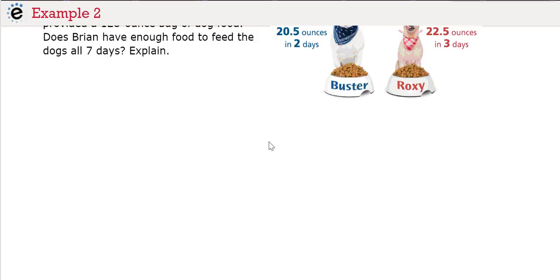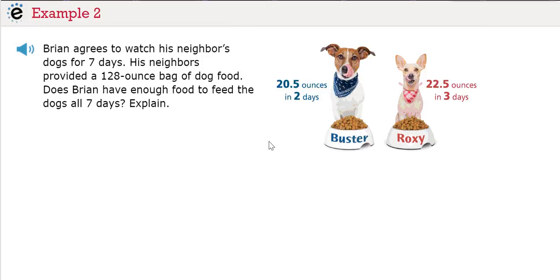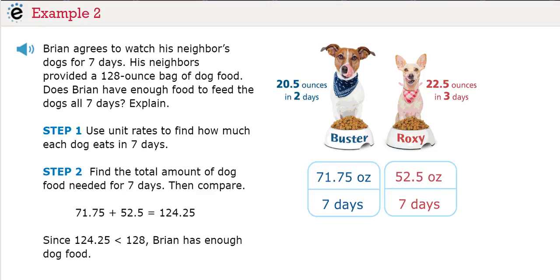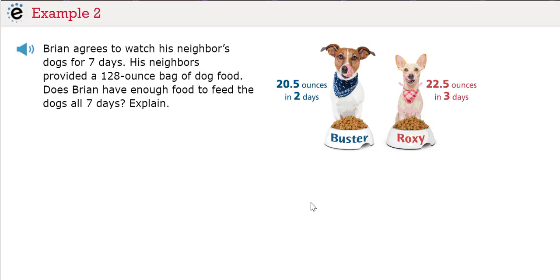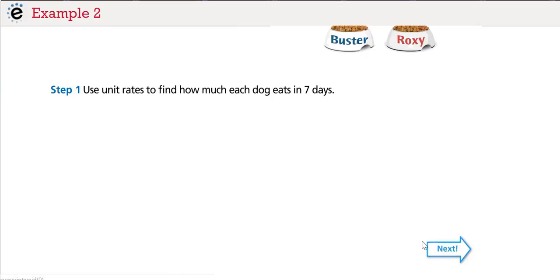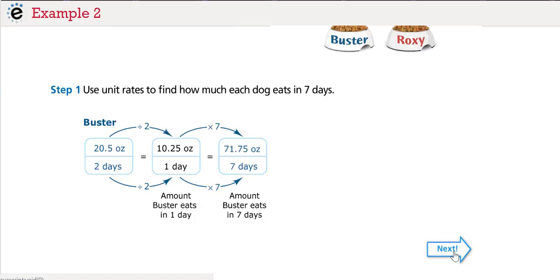To set this problem up, we need to understand the rate. We can use proportions or ratios to help us set this up by looking at what we know and determining what we need to know. So, from the start, we're going to use this idea of unit rates to figure out the big goal of 7 days of eating. From here, we'll start with Buster.